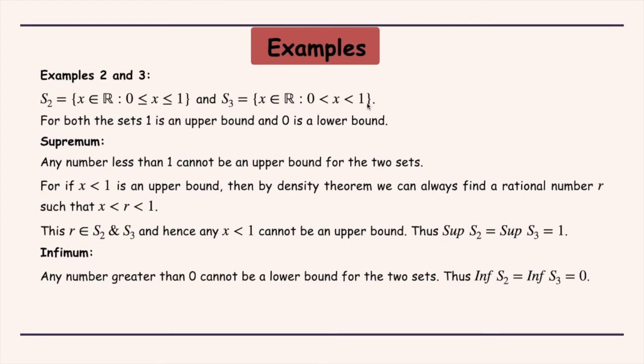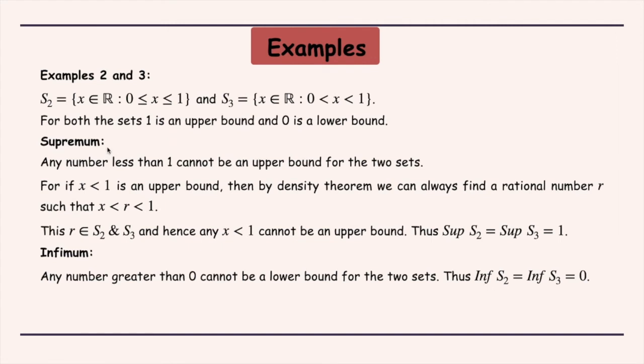So it means they are not including the numbers 0 and 1 for this set. So we can clearly see that for both these sets, 1 is an upper bound and 0 is definitely a lower bound for both of these. Now the only thing which we need to check is whether something less than 1 could be an upper bound for the sets, or something greater than 0 could be a lower bound for the two sets. If that can be checked, then we can talk about the supremum as well as the infimum.